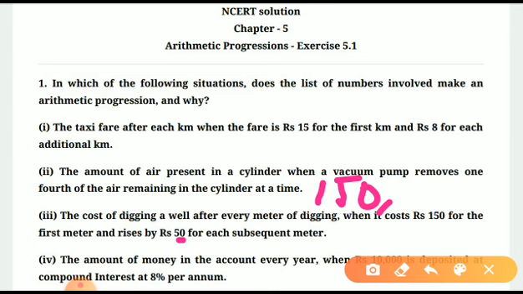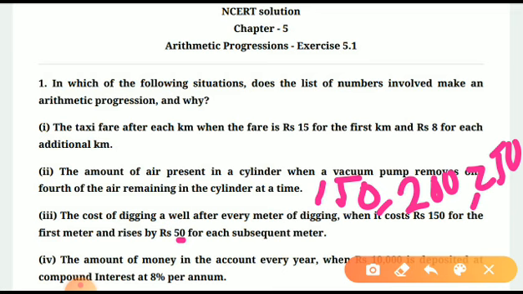That means if I dig one more meter, that is a total of 2 meters, how much amount are you going to pay? 150 plus 50, it will be 200. Again, if 3 meters have been dug, then what amount do you have to pay? 250. Then it will be 300 and so on.